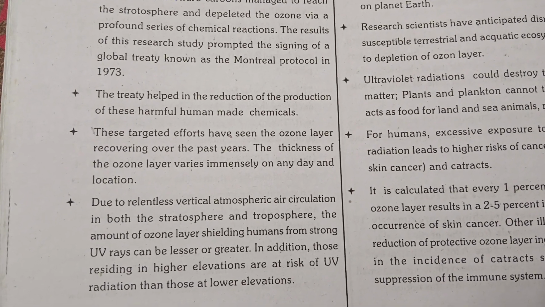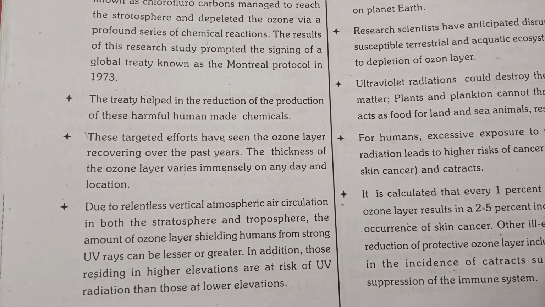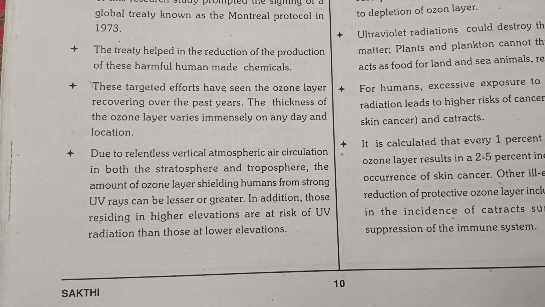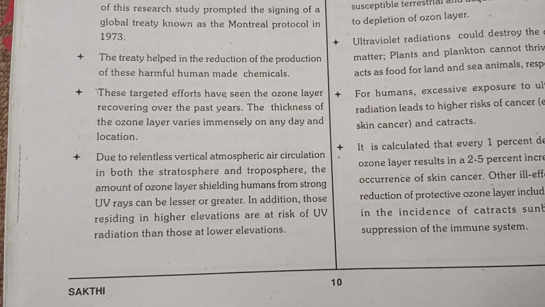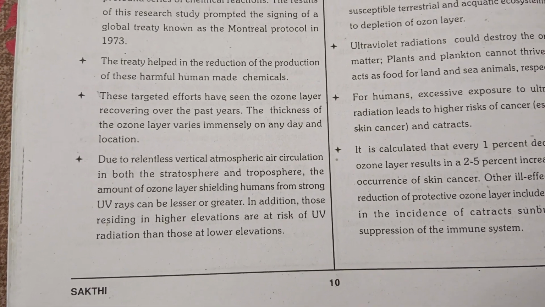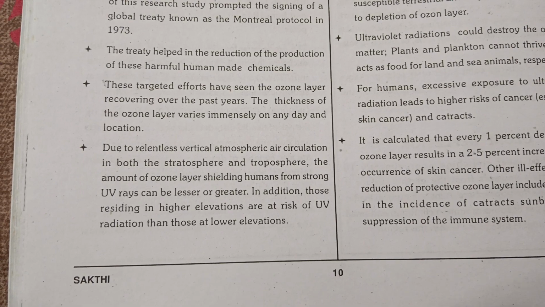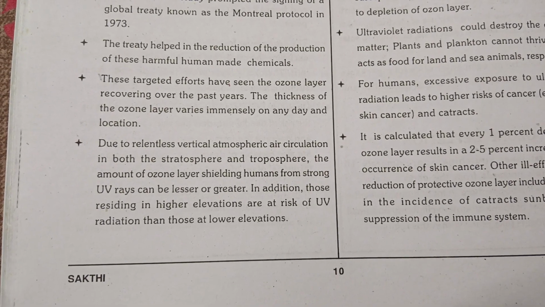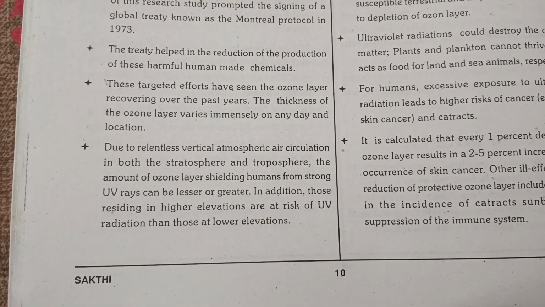The thickness of the ozone layer varies immensely on any day and location. Due to relentless vertical atmospheric air circulation in both the stratosphere and troposphere, the amount of ozone layer shielding humans from strong UV rays can be lesser or greater. In addition, those residing at higher elevations are at greater risk of UV radiation than those at lower elevations.